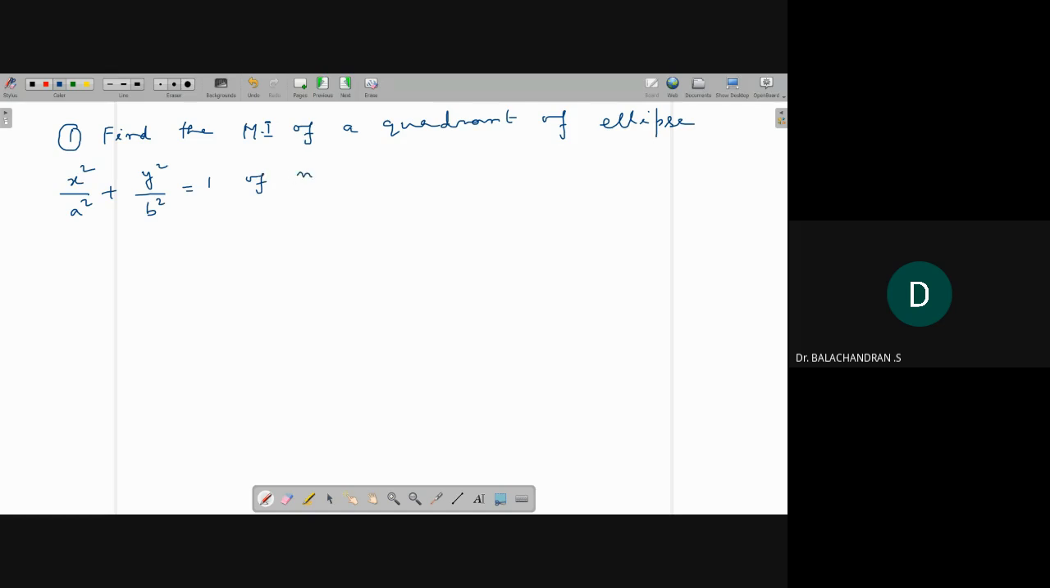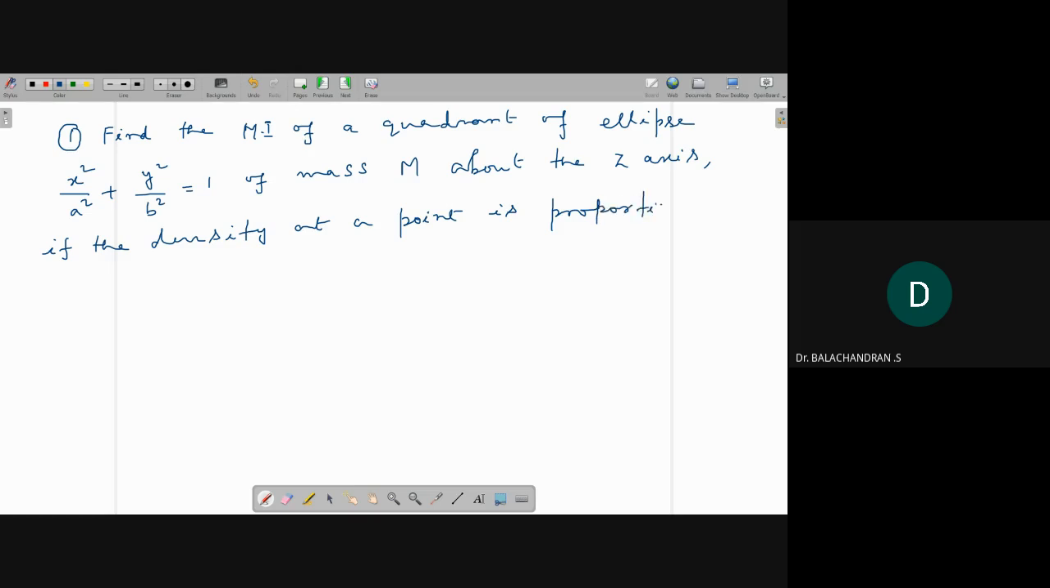of mass capital M about the z-axis if the density at a point is proportional to xy.